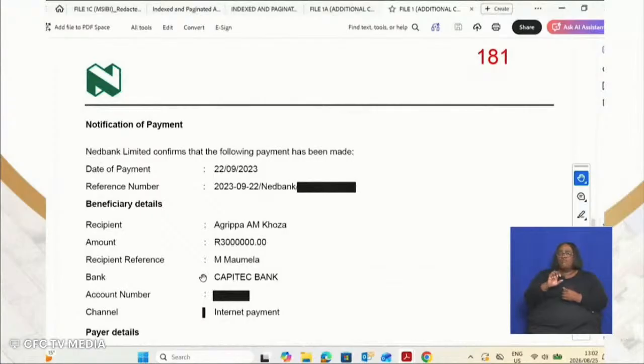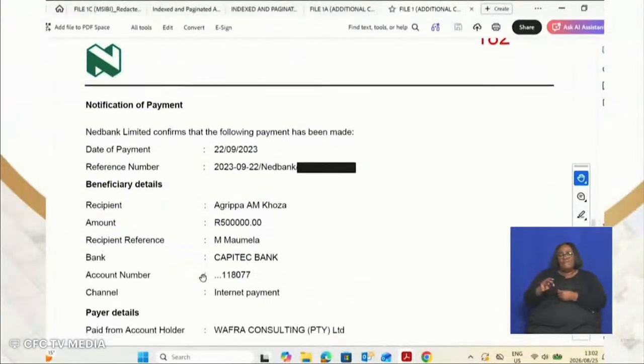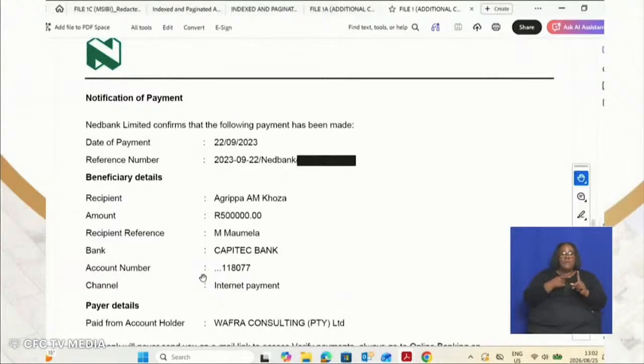Yes, I see it. And the last one at page 182 is 4,000. Similarly, the recipient identified as Agrippa Koza, and the reference being Maumela, and this is paid to the account of Wafra Consulting, and you said you don't know who that is. No, I don't know that. Now, you said you facilitated the delivery of these proofs of payment to one or the other. You don't recall why. Maybe because the one asked you.